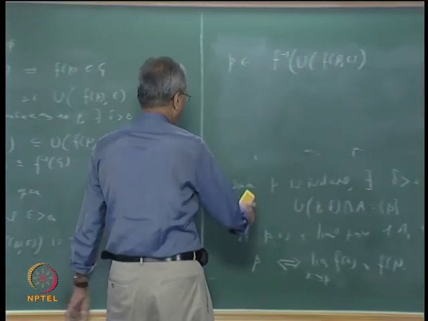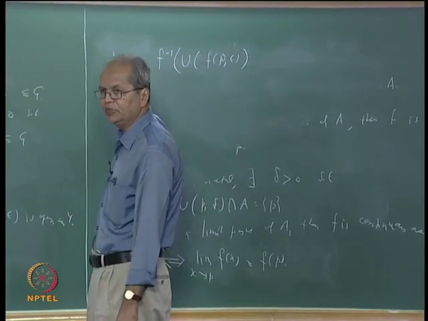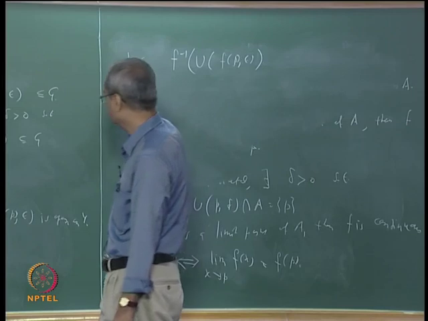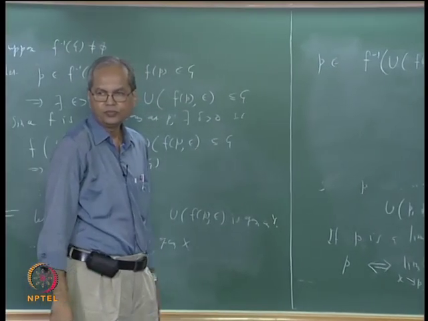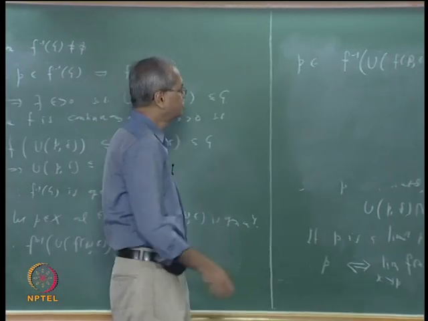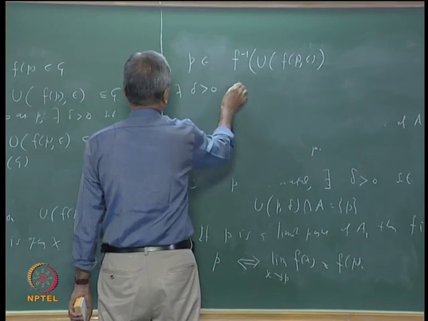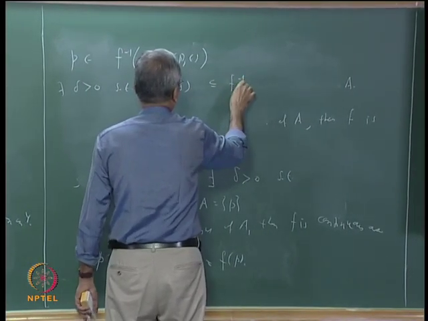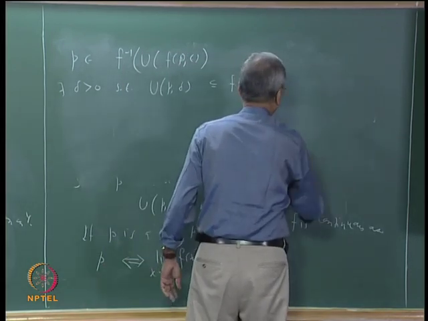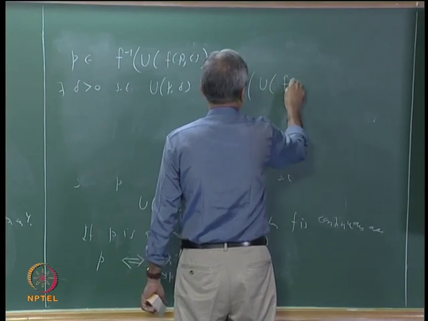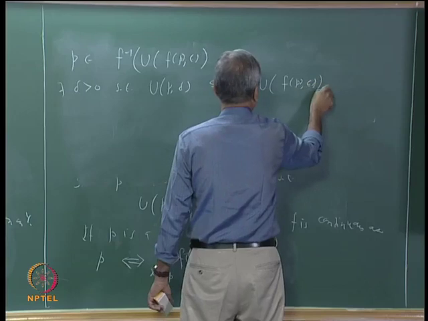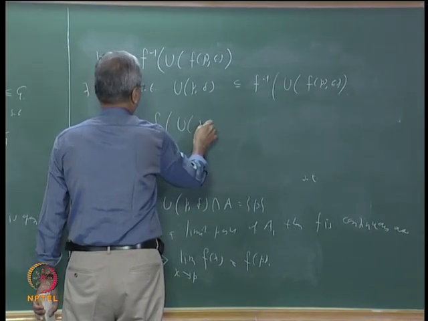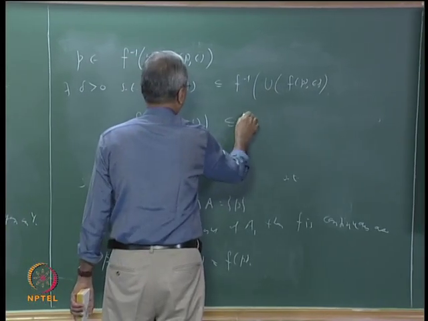Now p belongs to this set and it is open. So what does that mean? It should mean that there exists some positive number such that the open ball with p as center and that positive number as radius is completely inside this set. Let us call that positive number delta. Therefore there exists delta bigger than 0 such that U(p, delta) is contained in f inverse of U(f(p), epsilon), and this is the same as saying that f of U(p, delta) is contained in U(f(p), epsilon).